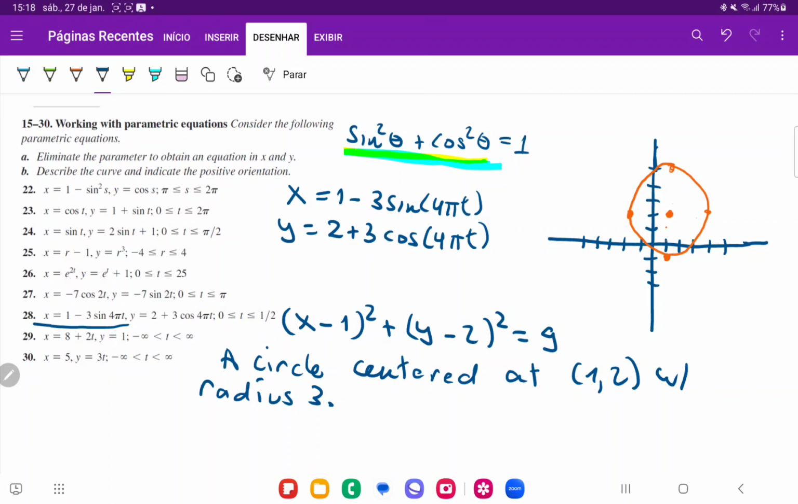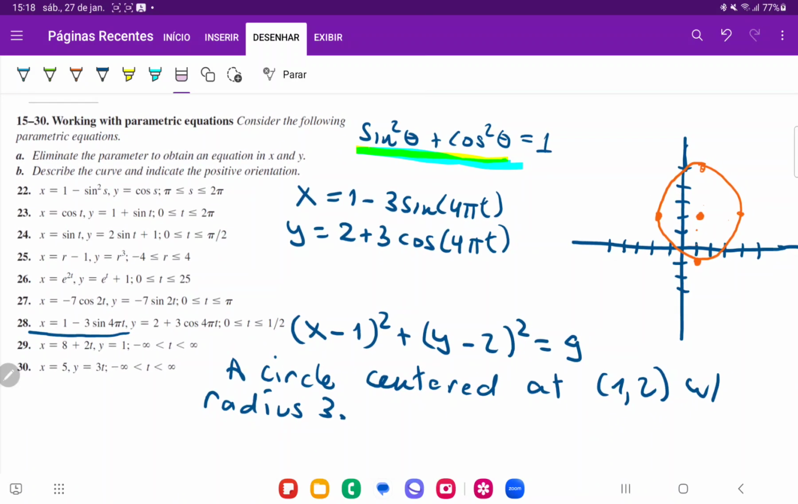Now we've described the curve, and we have to indicate the positive orientation and the path that it takes. So where does this thing start? Well, let's look here at where t begins, which is the parameter, right? So t begins at the value of 0. So if t begins at 0, we have to find the corresponding x and y point so that we know where this path is going to begin.